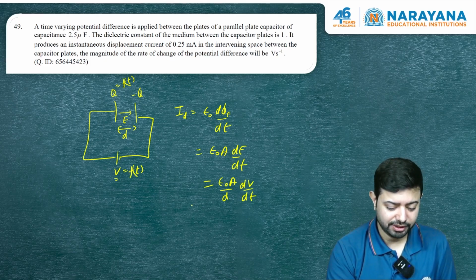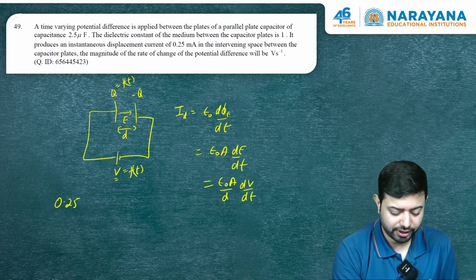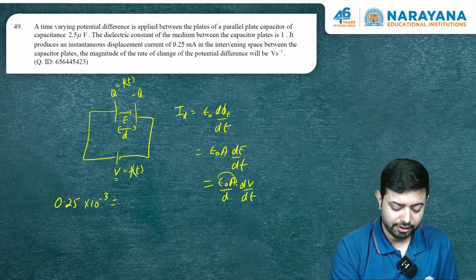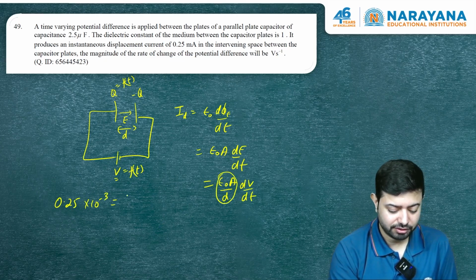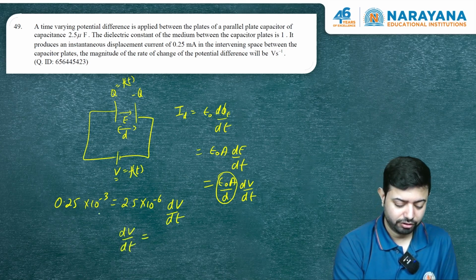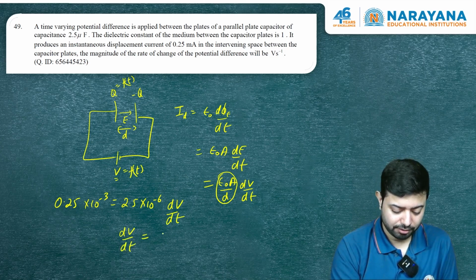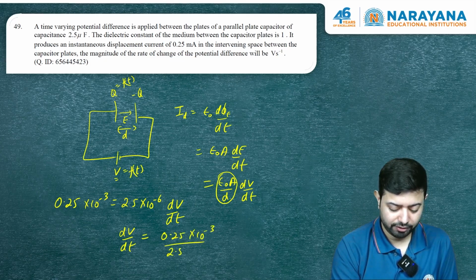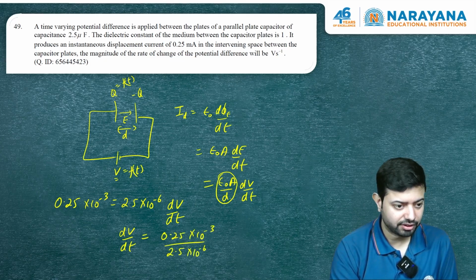Now, the displacement current is given as 0.25 milliampere into 10 to the power minus 3. Now, epsilon naught A by d is what? It is the capacitance, which is 2.5 microfarad, okay, and dV by dt is something we have to find. So, what is the answer coming? dV by dt now. It is going to be 0.25 into 10 to the power minus 3 by 2.5 into 10 to the power minus 6, okay.